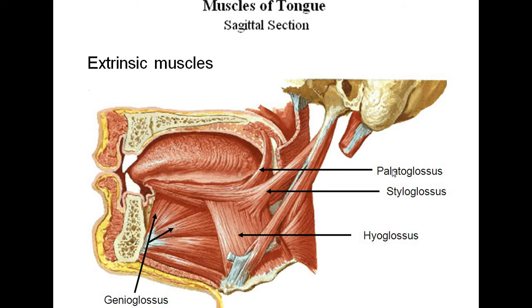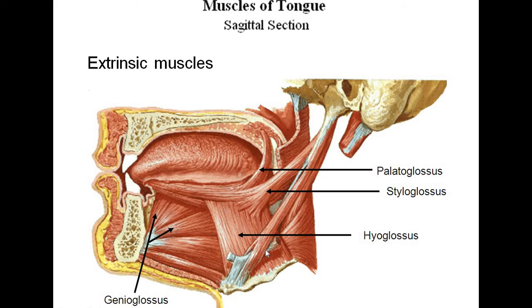The styloglossus muscle takes origin from the tip and the anterior surface of the styloid process. The fibers will run downward and be inserted at the side of the tongue. The styloglossus muscle pulls the tongue upward and backward.